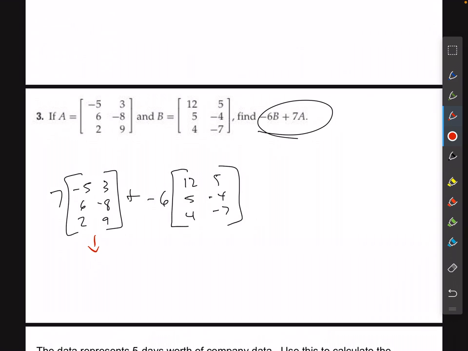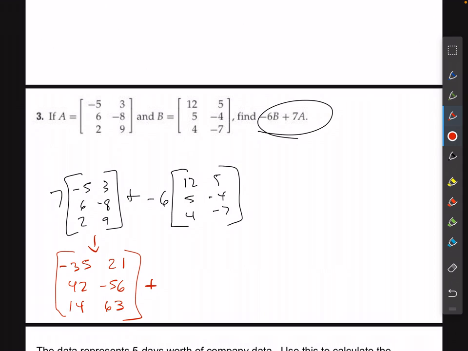So when I multiply this out, 7 times negative 5 is negative 35. 7 times 3 is 21. 7 times 6 is 42. 7 times negative 8 is negative 56. 7 times 2 is 14. 7 times 9 is 63.